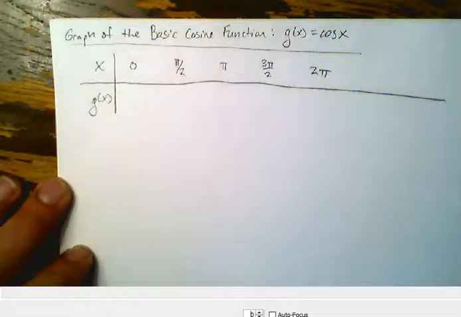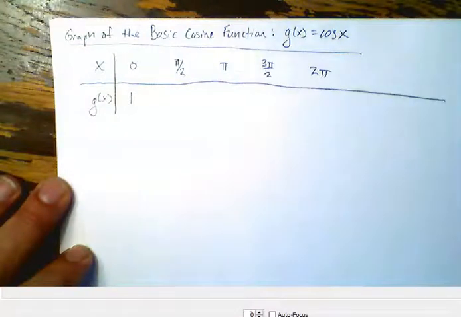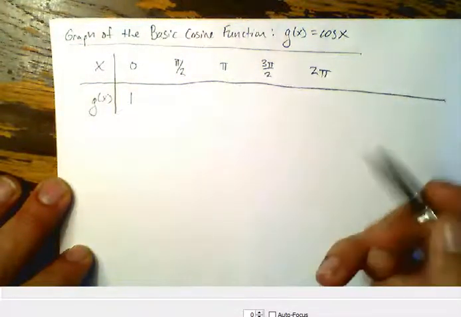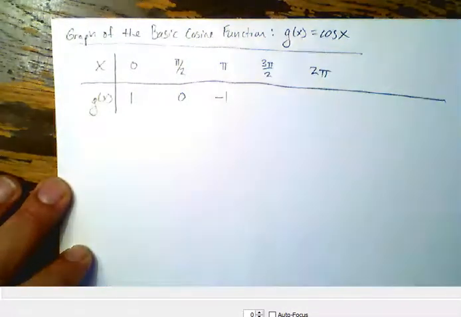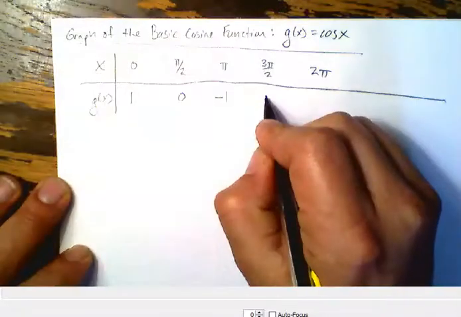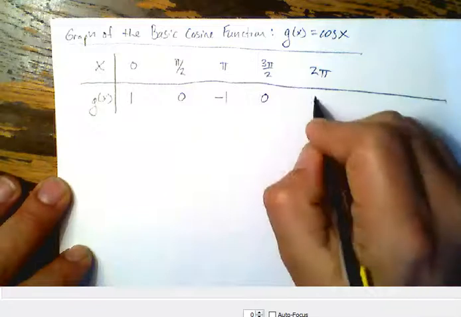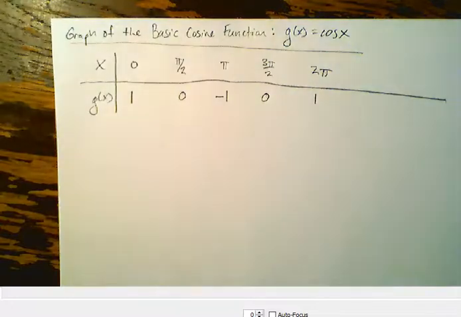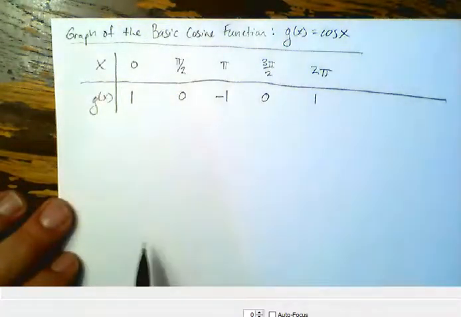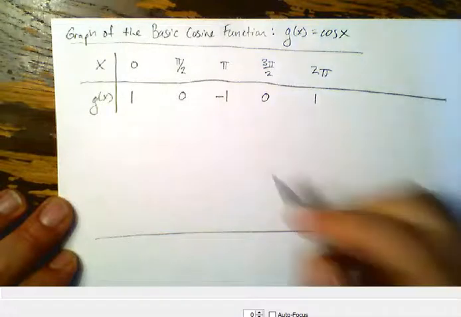So let's fill in our table, and then we'll plot those points. So the cosine at 0 was 1. At pi over 2, it is 0. At pi, it's negative 1. At 3 pi over 2, it was 0 again. And back to 2 pi, it's coterminal with 0, so that should give us the same point. So 1. Okay. So let's do a graph like we've done before. Here's our x-axis and our y-axis.